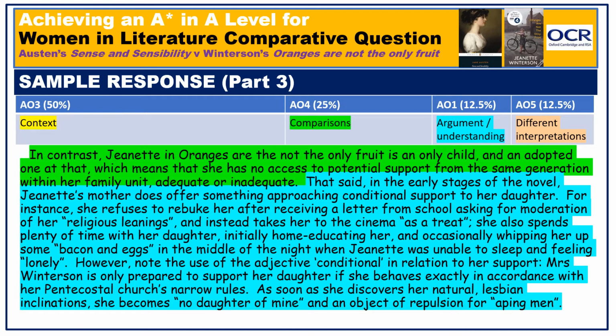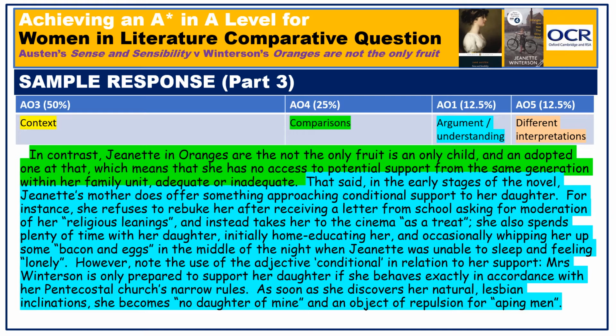In contrast, Jeanette in Oranges Are Not the Only Fruit is an only child, and an adopted one at that, which means that she has no access to potential support from the same generation within her family unit, adequate or inadequate. That said, in the early stages of the novel, Jeanette's mother does offer something approaching conditional support to her daughter. For instance, she refuses to rebuke her after receiving a letter from school asking for moderation of her religious leanings, and instead takes her to the cinema as a treat.